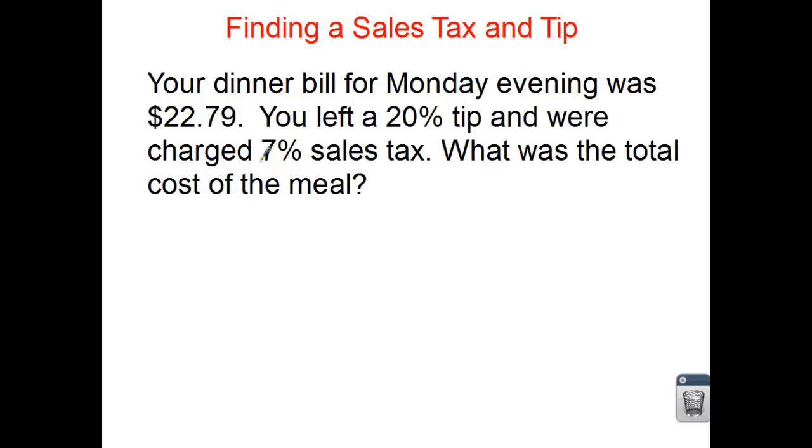So first, let's figure out what the tip is going to be. I'm going to take that $22.79 and we are going to figure out what 20% of it is. So we're going to be multiplying by 20%, and I'm not going to take you through the whole drop the percent sign. We know that it's going to be multiplied by 0.20 or 20 hundredths.